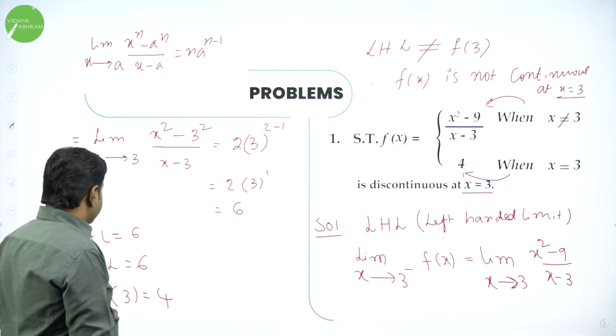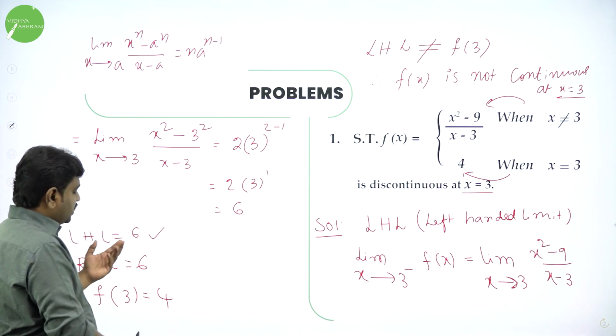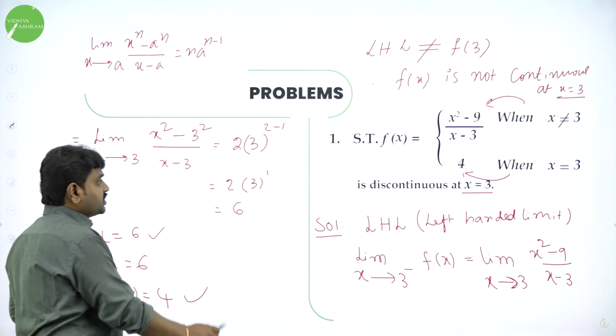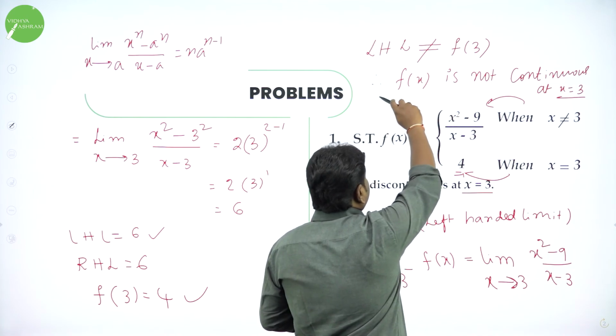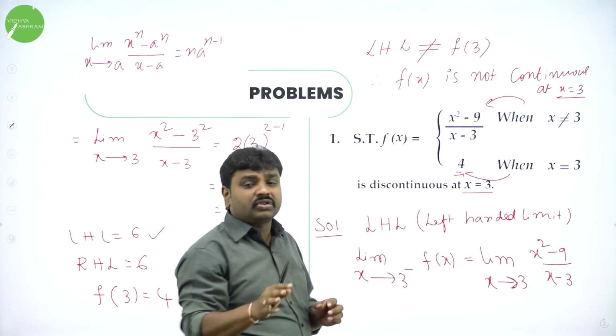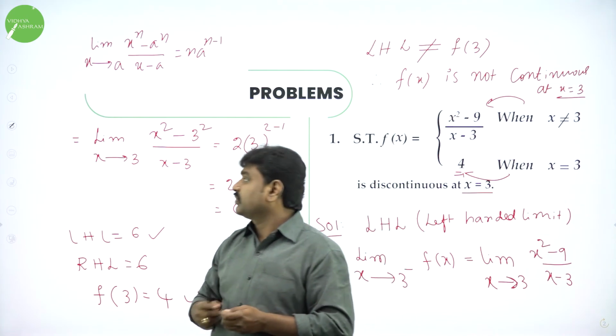But here we'll get LHL as 6 and RHL also will be 6. But f of 3, function value when x is 3, they give 4. So they are not equal. LHL, left-handed limit and f of 3 are not same. Therefore, the function is not continuous.